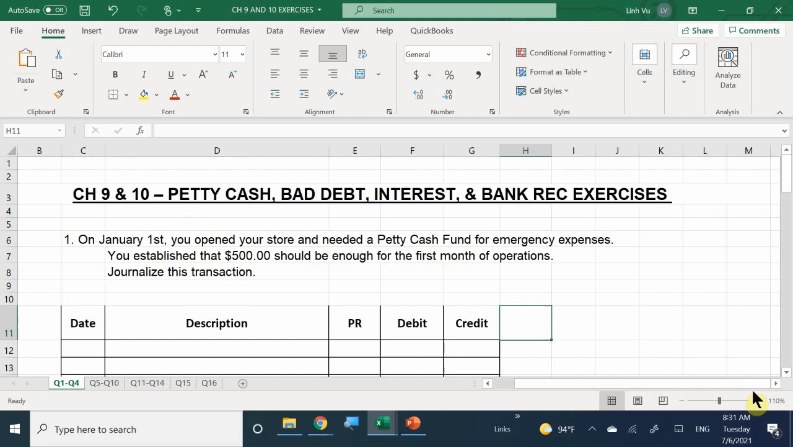Right. So here for question number 1, we have a scenario that on January 1st, you opened your store and needed a petty cash fund for emergency expenses. Of course, you establish it to be $500, which should be enough for the first month. So let's go ahead and record this transaction. How do we journalize establishing a petty cash fund?